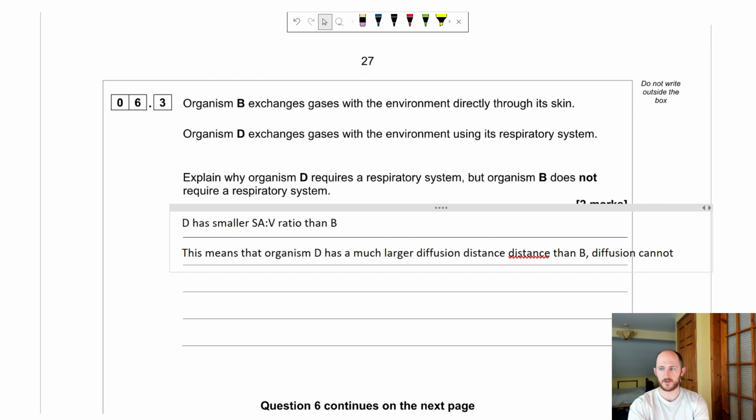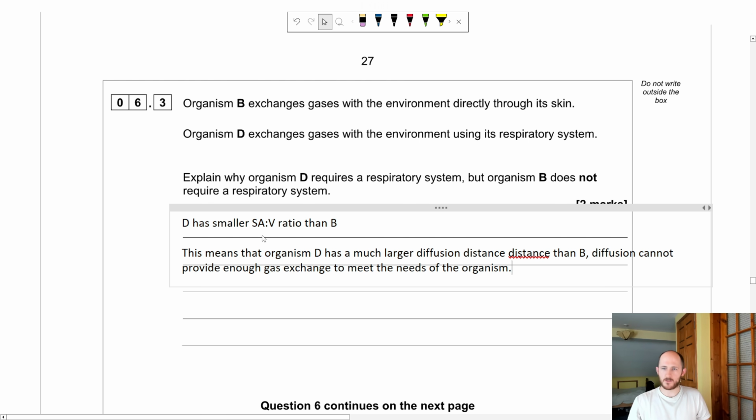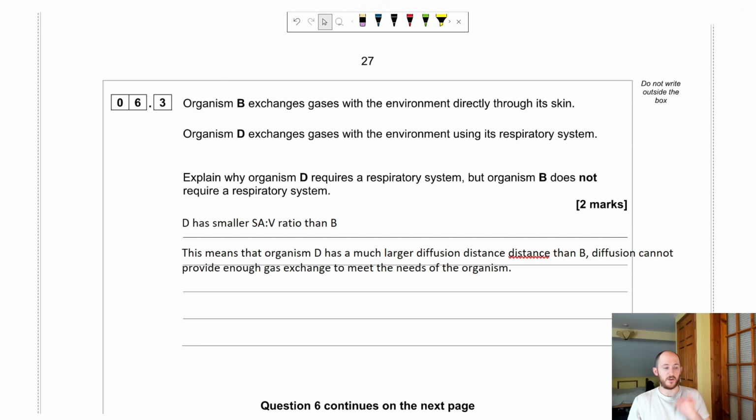Diffusion cannot provide enough. Again, I'm going to assume it's oxygen. Let's say gas exchange, because technically speaking, it might be a plant. So yeah, enough gas exchange to meet the needs of the organism. That's probably the way I would write it. So D is a smaller surface area to volume ratio. This means the diffusion distance is too big, essentially, for you to have a system where you breathe directly through your skin.